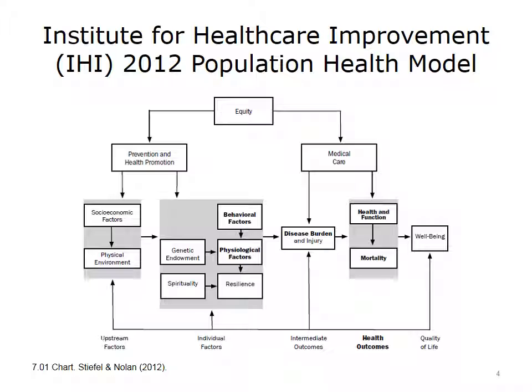In terms of medical care, there are intermediate outcomes that are related to disease and injury. The upstream factors and the individual factors will affect intermediate outcomes and also affect states of health. That is, people's ability for health and function as well as their mortality. These then lead to quality of life or well-being.